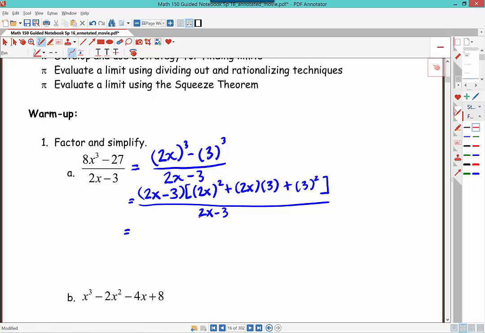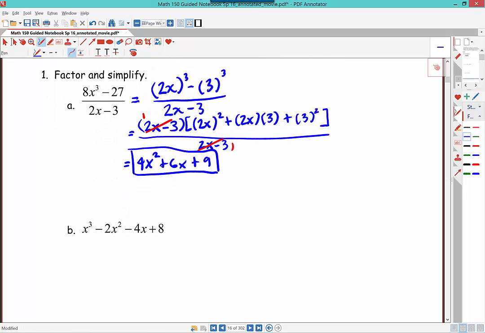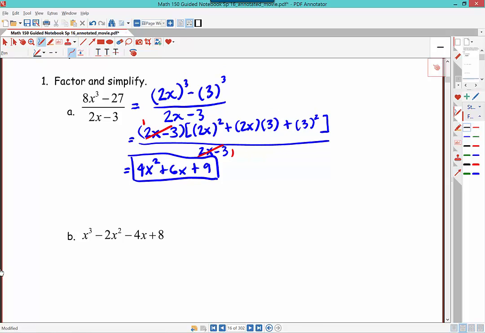Okay, so here we go. You see we have a common factor of 2x minus 3, so that divides out, and we'll end up with 4x squared plus 6x plus 9, and we're done. How'd you guys do? Awesome. All right, so next up, I'll just write what strategy we used. This was difference of two cubes.